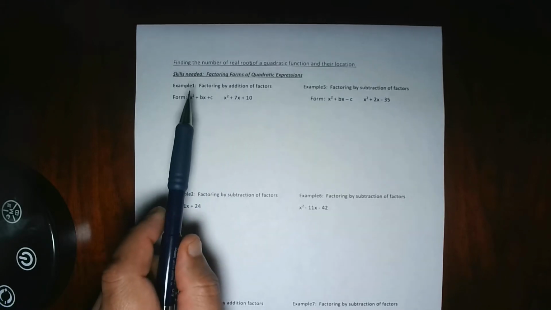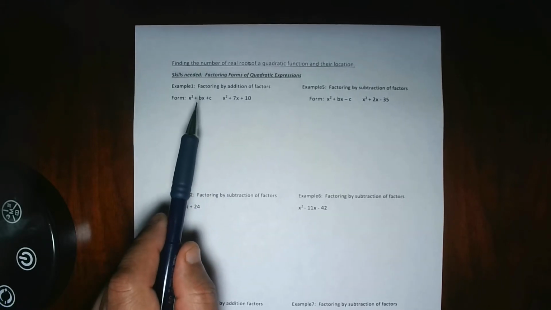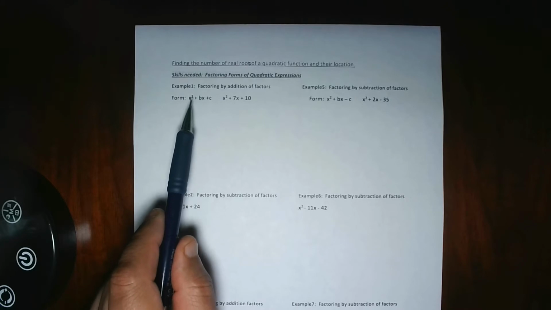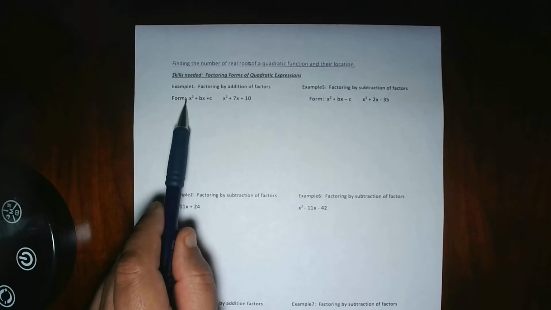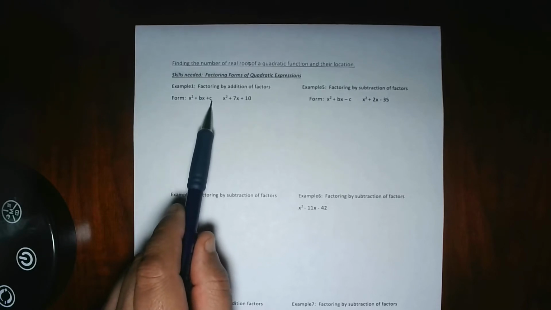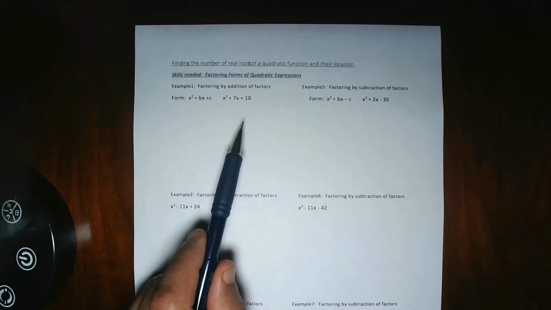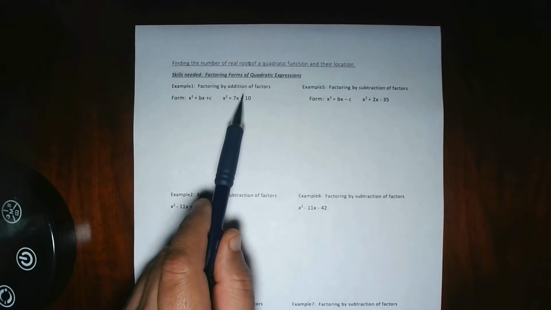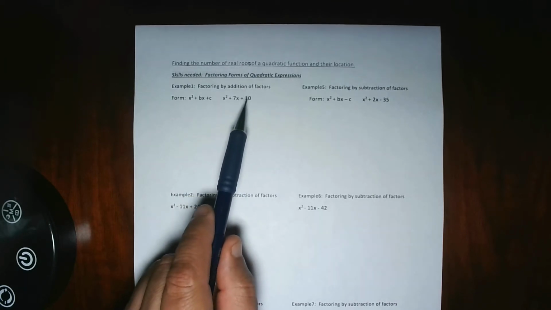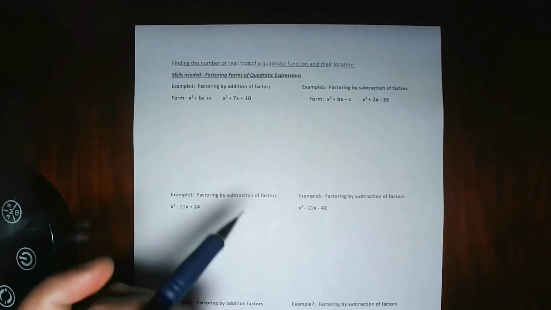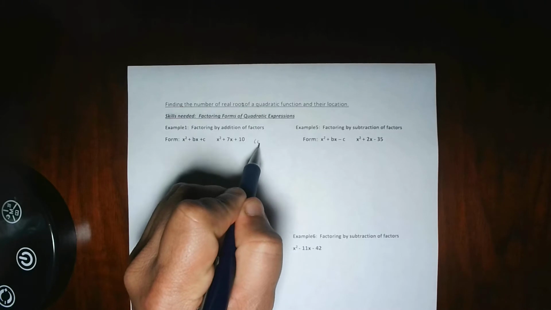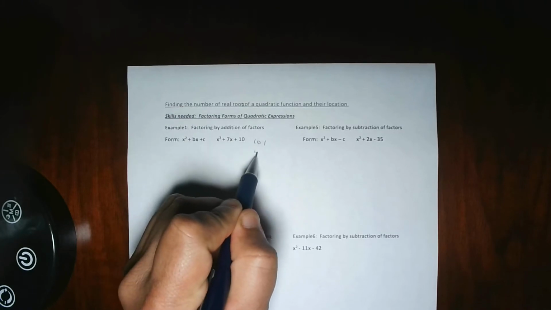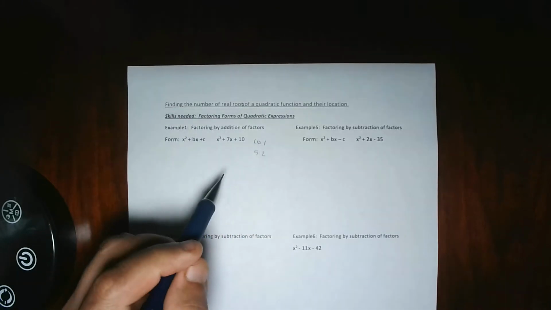For example, if we have a quadratic expression that is x squared plus some number b times x plus some number, where these are all positive, then we say that we're going to factor by addition of factors. So the way that we do this is we look for the factors of 10. The factors of 10 are 10 times 1 and 5 times 2.